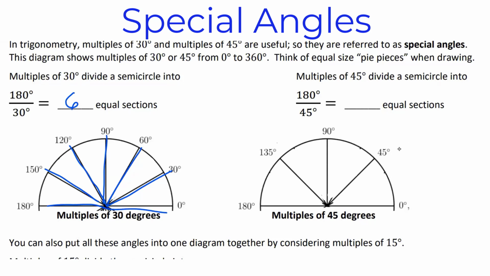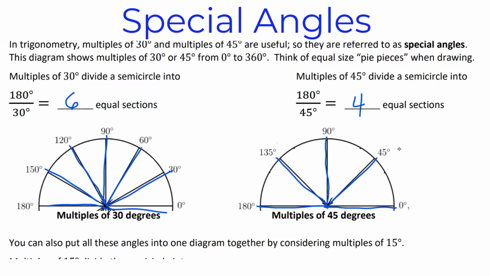If you divide 180 by 45, how many sections do you get? 4. You have 4 equal sections, right? 45 plus 45 brings you to 90, plus 45 more gives you 135, plus 45 more gives you 180. We have 4 equal sections.